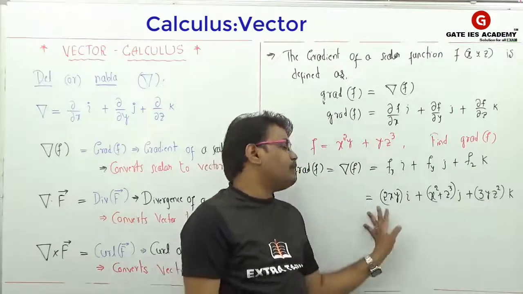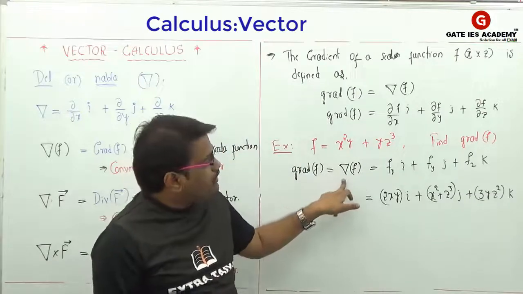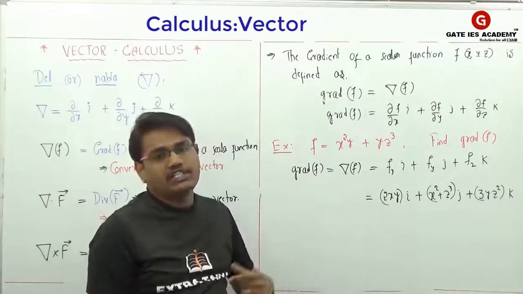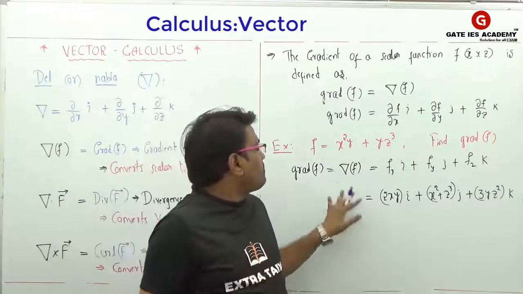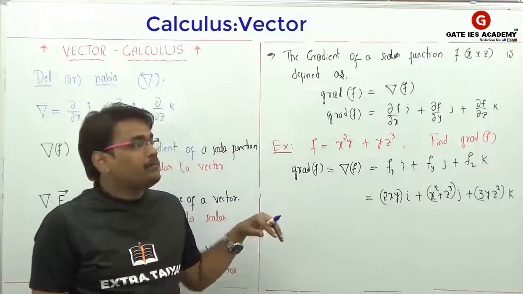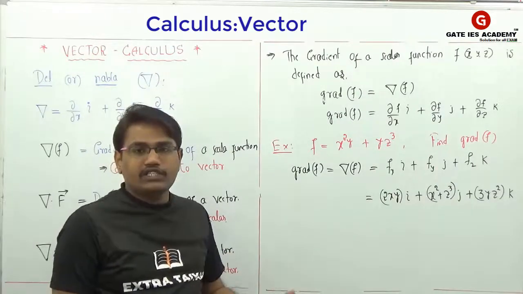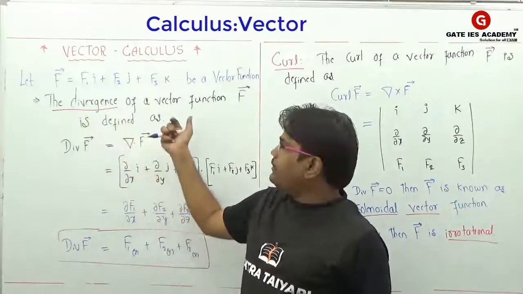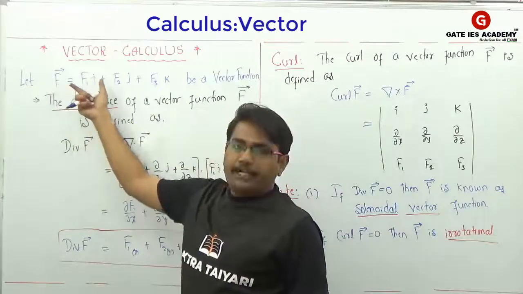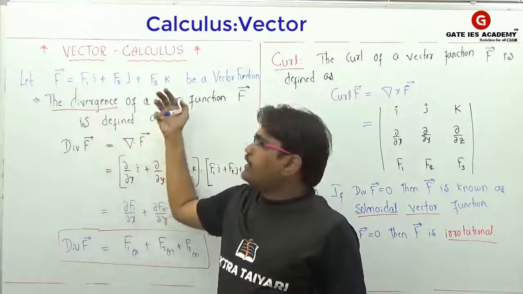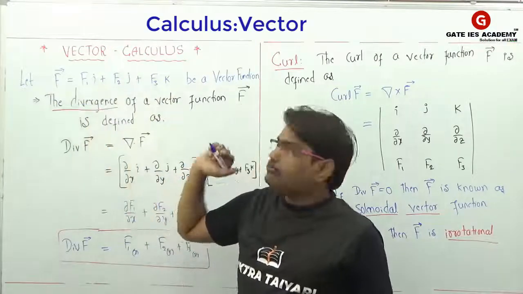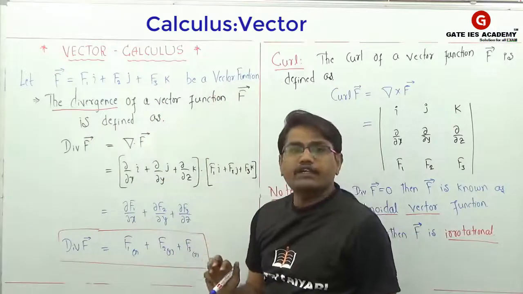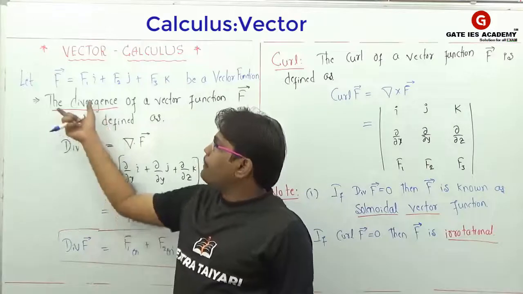So this is how to apply the operator del to a scalar function, which is known as the gradient of a scalar function. Now let us see how to apply this to a vector function, that is divergence and curl. So guys, see here. Let me take a vector function f bar, that is f1 i plus f2 j plus f3 k. This is the vector format of the function.